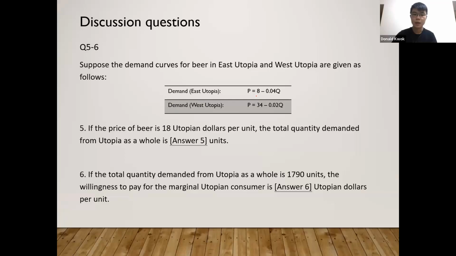Right, so if you happen to put the price of 18 back into the demand of the East Utopia, you will obtain a negative quantity, which is not logical, right? So this means that we just take it as 0. The quantity demanded of the East Utopia is 0. But if you plug the price of 18 back into the demand curve for the West Utopia, then you have a positive quantity, which is 800. Then the total quantity demanded from Utopia as a whole would simply be 800 units, 0 from East Utopia and 800 from West Utopia.